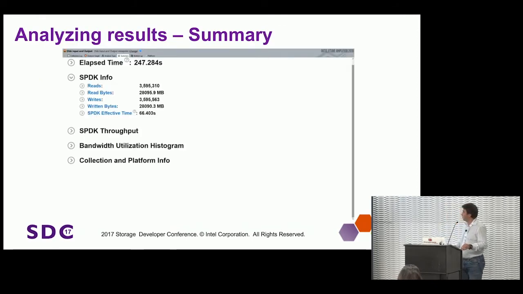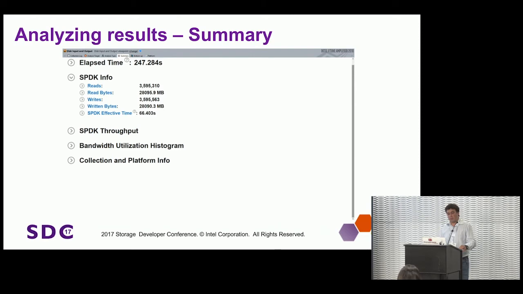So this is the summary window. It's overall performance data of your target, and you can use it as a starting point for your analysis. The report consists of five sections representing application and system level statistics. I will briefly walk through all of them and then focus on SPDK specific ones. So the first one is CPU metrics. It consists of almost 150 various metrics, which help estimate overall application execution. Next, SPDK info and SPDK throughput represent performance data collected from the framework layer. Bandwidth utilization histogram shows how much time system bandwidth was utilized by a certain value. And the last ones, collection and platform info. Here you can find information about the target application, operating system, CPU type, and so on.